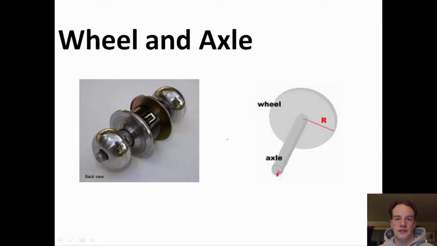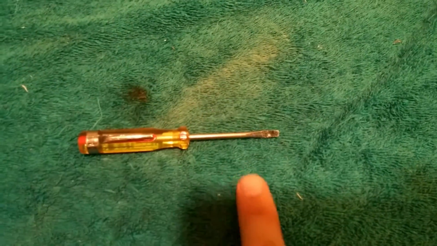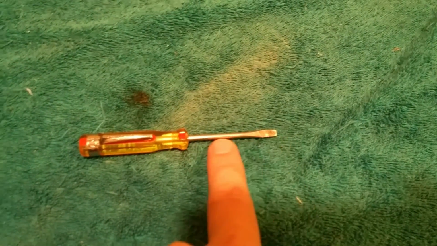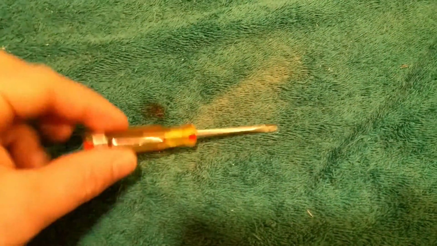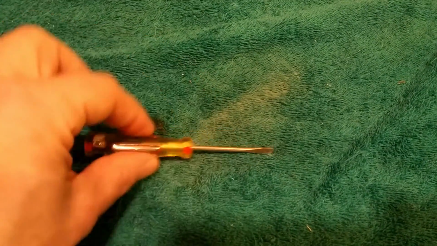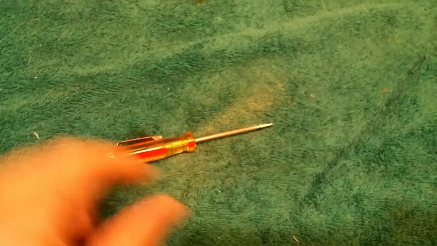Wheel and axle is actually part lever. We can think of this axle here as being a fulcrum, and the wheel here is that effort arm around it. A doorknob is an example of a wheel and axle. A screwdriver is an example of a wheel and axle. How is that? Well, the axle is the skinny part. The wheel is the larger part that you hold. And the larger this area is, where we hold it, the greater mechanical advantage we'll have. Imagine trying to use a screwdriver with just the skinny metal part. It'd be very difficult.